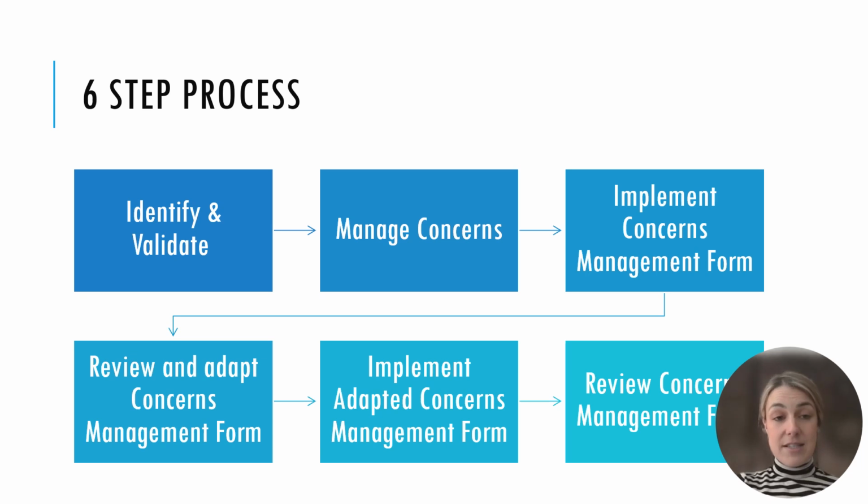It's a 6-step process and it spans across 2 phases. So the first step is around identifying and validating the concerns. So what is the concern? What competency area does it relate to? What examples can you provide to validate your concern? What evidence is available to you and to the student?